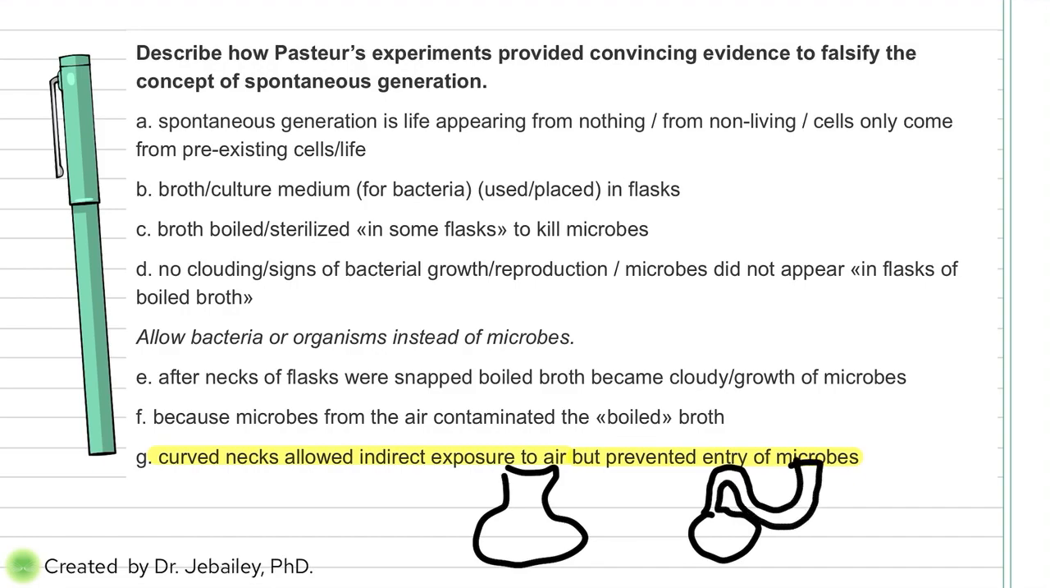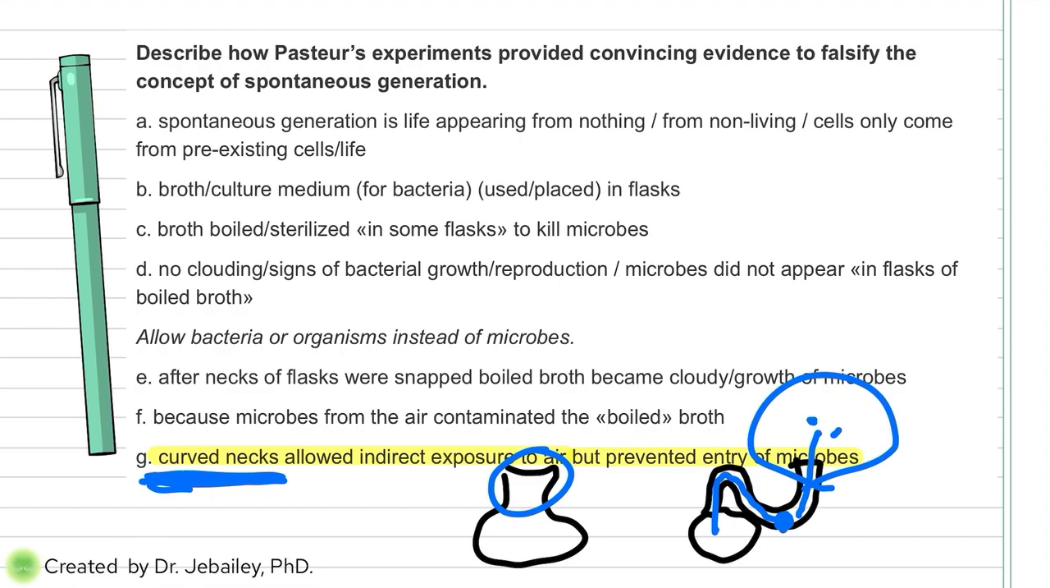What does that mean? These curved ones, microbes here, they can come in, but they landed here. So it means you are right here at this point exposed to the air, but it does not allow it to go all the way in. It's preventing the microbes from fully going all the way to the inside of the flask. That's what's meant by the curved neck. This is not a curved one. So you can see the difference between a curved neck and a non-curved one. So you can add this one right there.